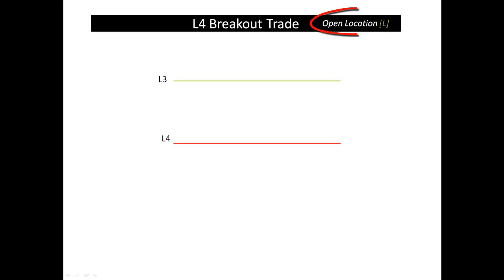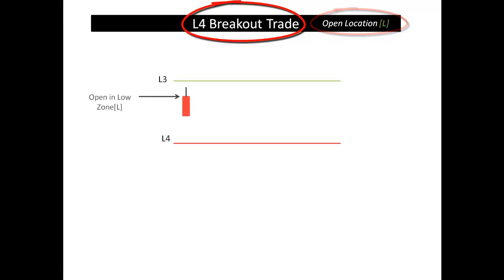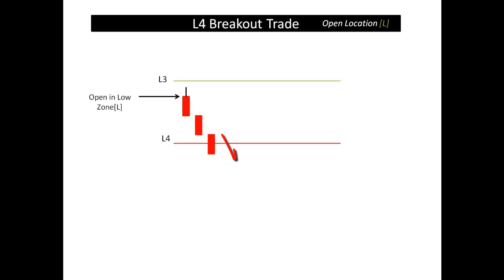Now let's go to the low zone again, but this time we're going to do the L4 breakout trade. Okay, so we open in the low zone, which is kind of a weak open, and then price pushes down and goes below the L4. So that is your signal right there to sell, right? And of course, you've got to know where you're going to get out if you're wrong, and that's going to be a stop above L3 back in the value area.